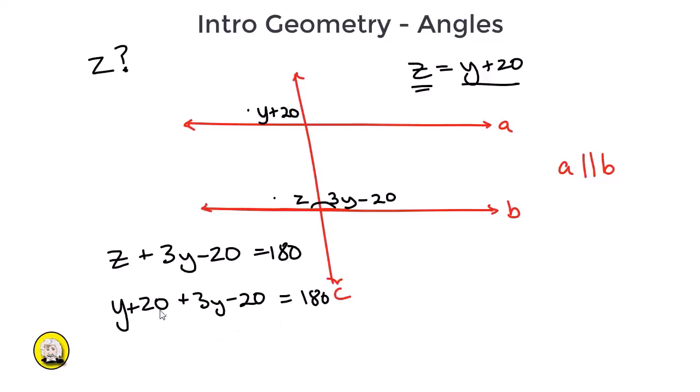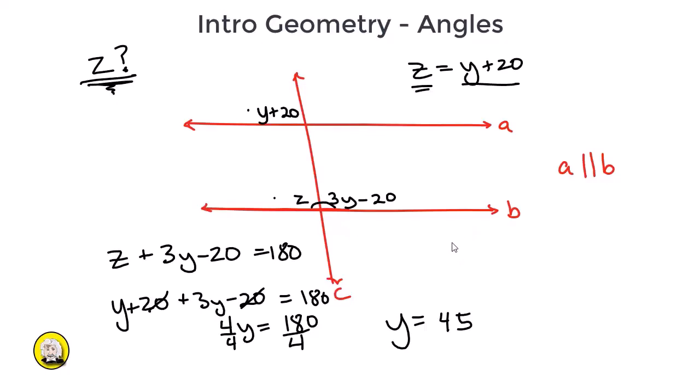And now I've set up an algebraic equation and I can solve for y. So combine like terms. The 20 cancels with the 20. 3y plus y is 4y equals 180. Divide both sides by 4. And I will see that y equals 180 divided by 4, or 45 degrees. So, that doesn't answer the question quite yet. We solved for y, but the question wants to really know, what is z?